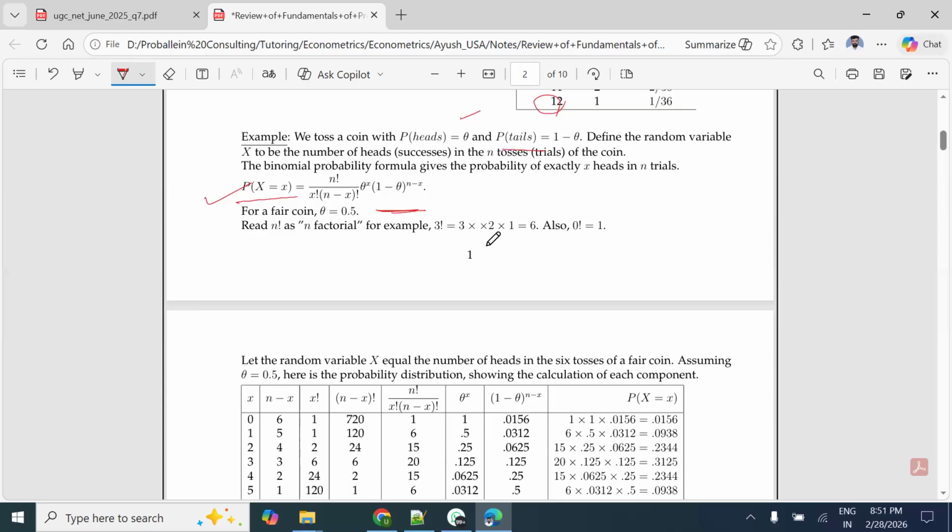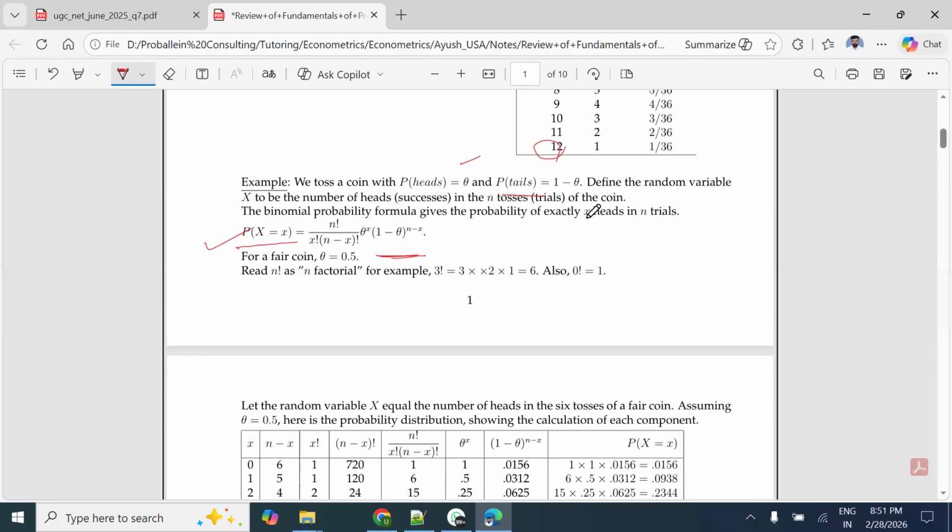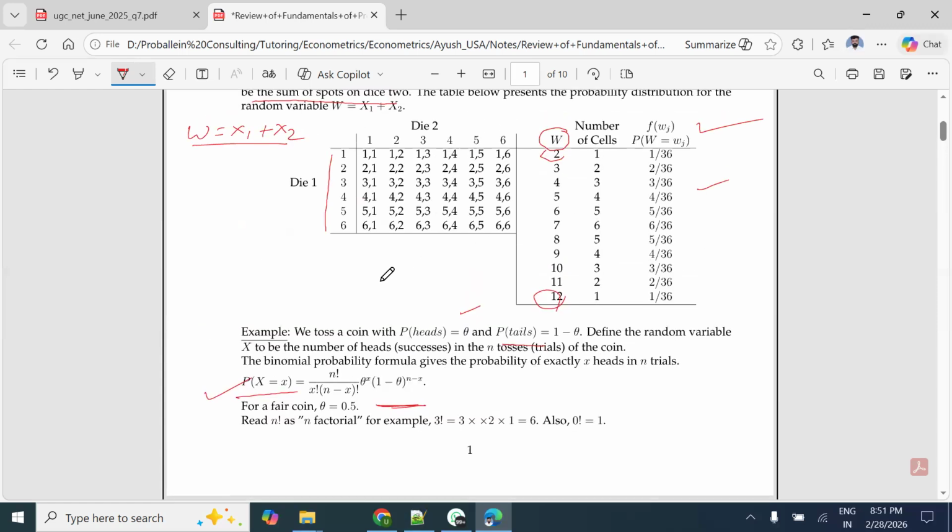Yes, Madhusudhan. Sir, I am unable to understand how P of X equal to x is equal to n factorial divided by x factorial n minus x factorial. This part. Okay, it is a good question. You have never come across this term? Sir, I know the factorial, but in this case I am not able to relate it. Okay, no issue, I will explain. Give me a minute.